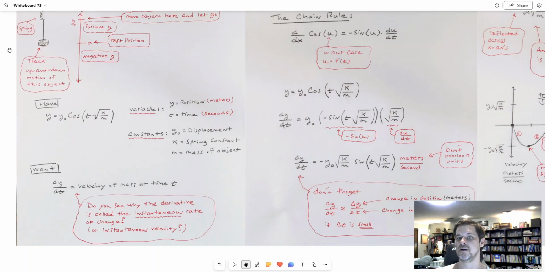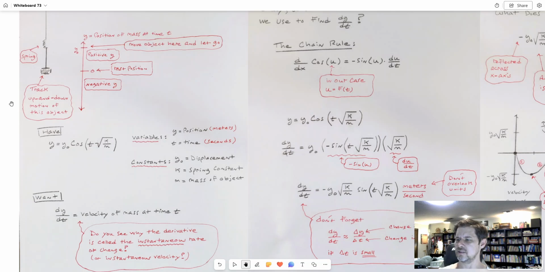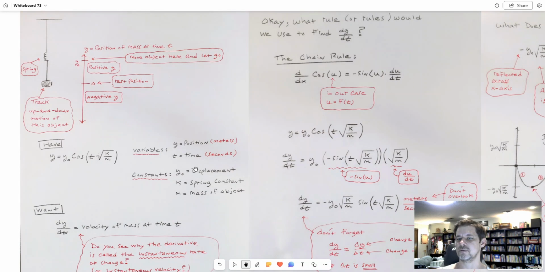K is the spring constant. Some springs are stiffer than others, okay? So how much this moves would probably depend on something about the spring. How stiff the spring is, or how elastic the spring is. So K is a number that quantifies that. It's a constant though. And M is the mass of the object. So those are constants, right?